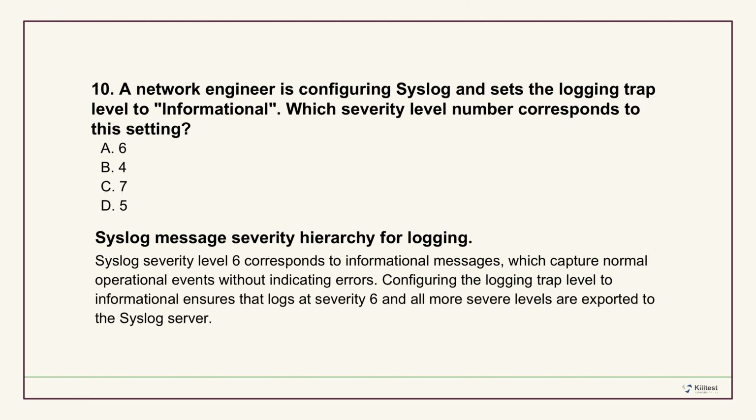If you want to capture messages that give you standard operating context, the non-critical details, the informational level, what's the number for that severity level? The severity level that corresponds to informational is 6. And that setting is powerful because logging trap levels are inclusive, right? If you set the trap level to 6, the device exports logs of level 6 and all the higher severity messages. So all the more critical ones, like errors, which are level 3, warnings at 4, notifications at 5, they all get sent to your log server too. It's pretty much the standard baseline for robust network monitoring.